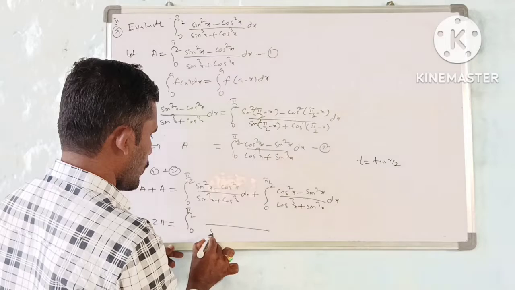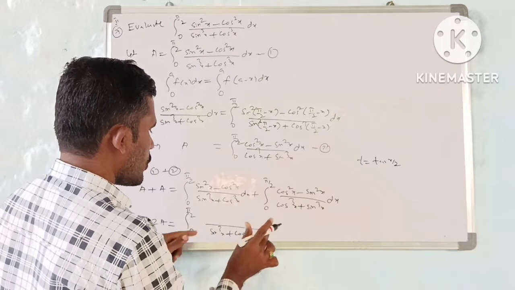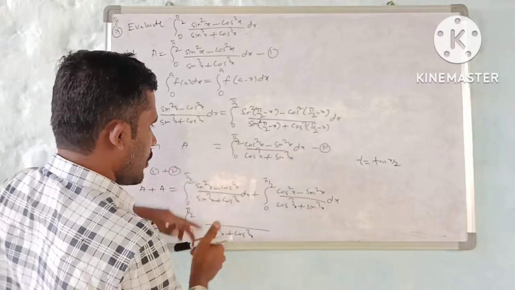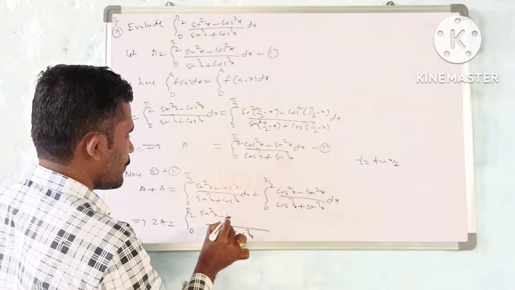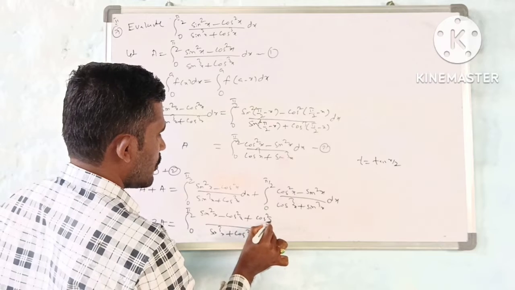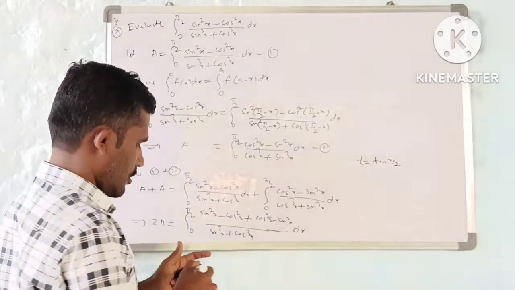So when adding these two, we'll get sin cube x cos cube x only. When the denominators are the same, we just add the numerators. The numerator is what we have here, that is sin square x cos square x plus cos square x minus sin square x dx.